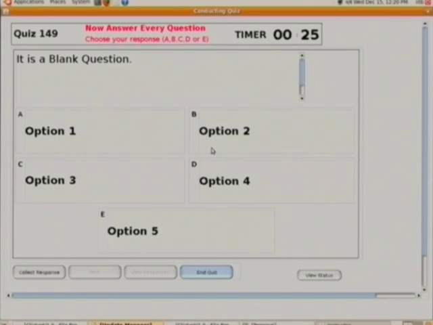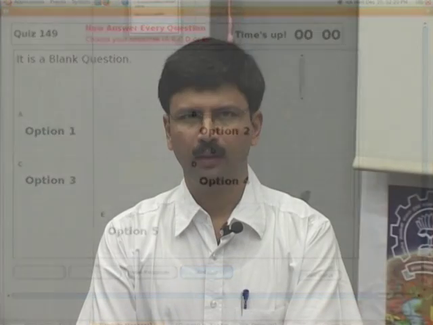You should be able to see the timer counting down in the video feed. Okay, time is up. So let me explain the answer and then we will see what people have responded.